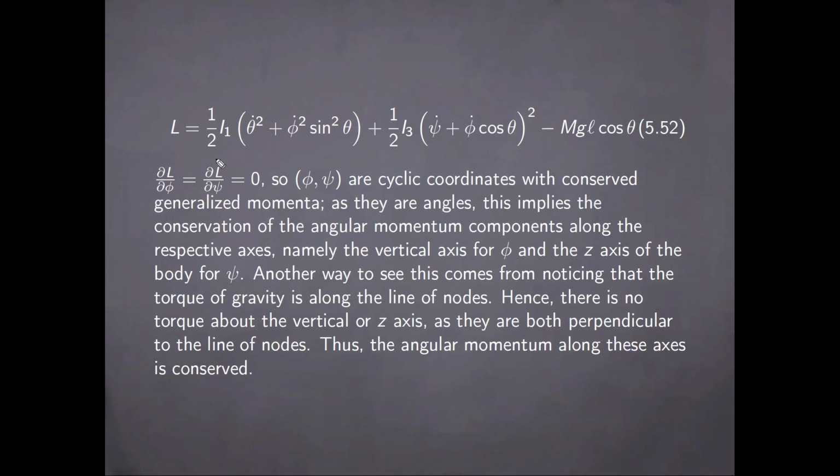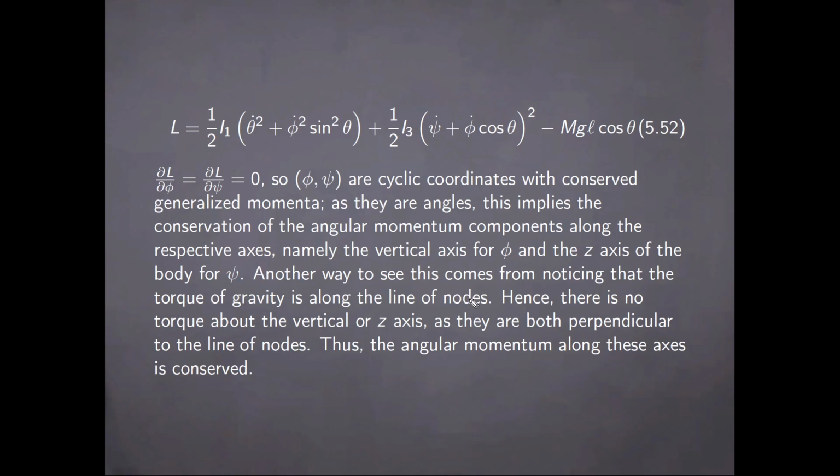Then the complete Lagrangian containing the rotational kinetic energy and the gravitational potential energy has the formula here. What we observe immediately is that this Lagrangian does not depend explicitly on phi and psi. So these are cyclic coordinates with conserved generalized momenta. As they are angular variables, this implies the conservation of the angular momentum components along the respective axes, namely conservation along the vertical axis for the angle phi and the figure axis of the body for the angle psi.